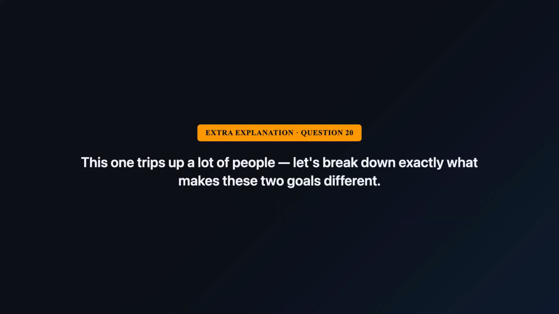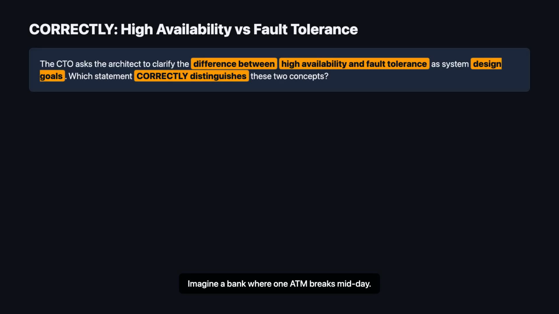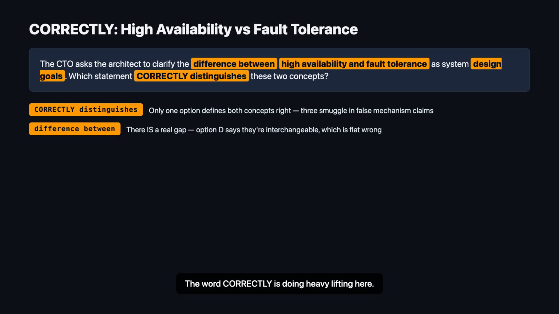This one trips up a lot of people. Let's break down exactly what makes these two goals different. Imagine a bank where one ATM breaks midday. High availability means another ATM comes online within 60 seconds, brief gap, barely noticed. Fault tolerance means your transaction goes through even as the ATM dies. A second ATM was already running the same job in parallel. Two very different promises. The word correctly is doing heavy lifting here.